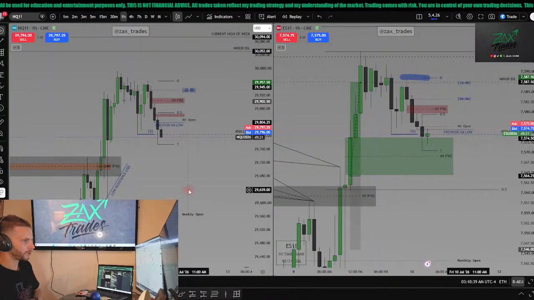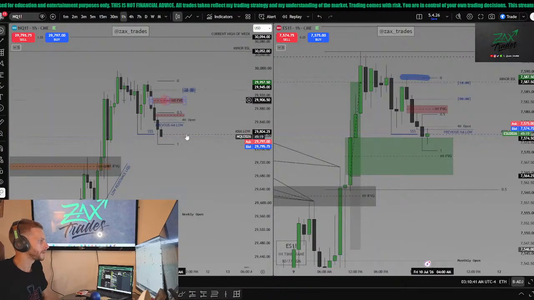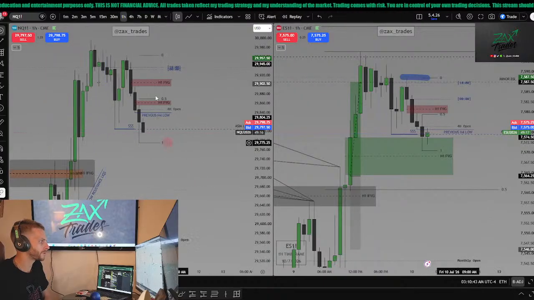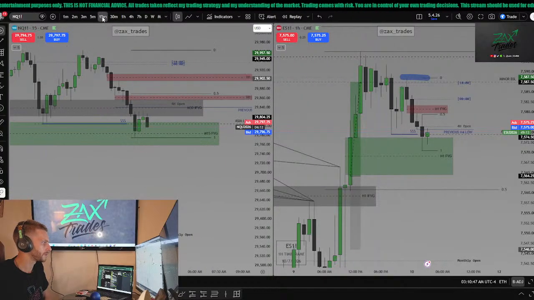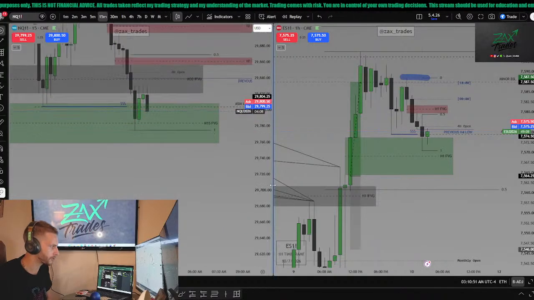Longs, I would be looking more than likely on ES unless something changes. Shorts, I would be looking at NQ based on current structure.